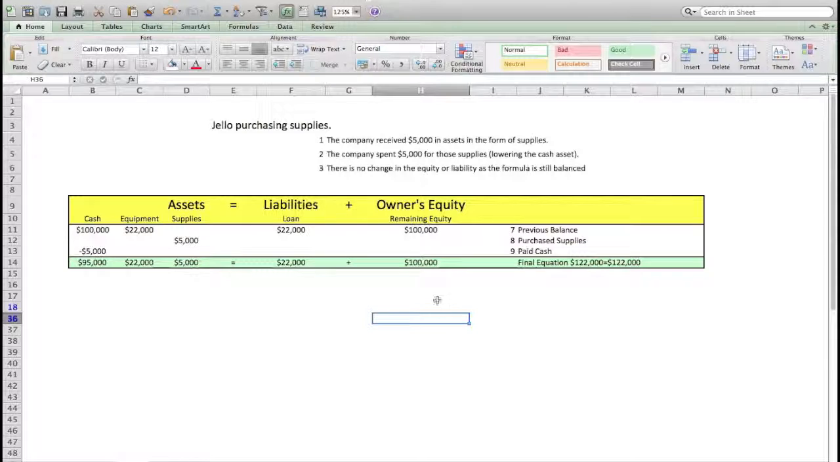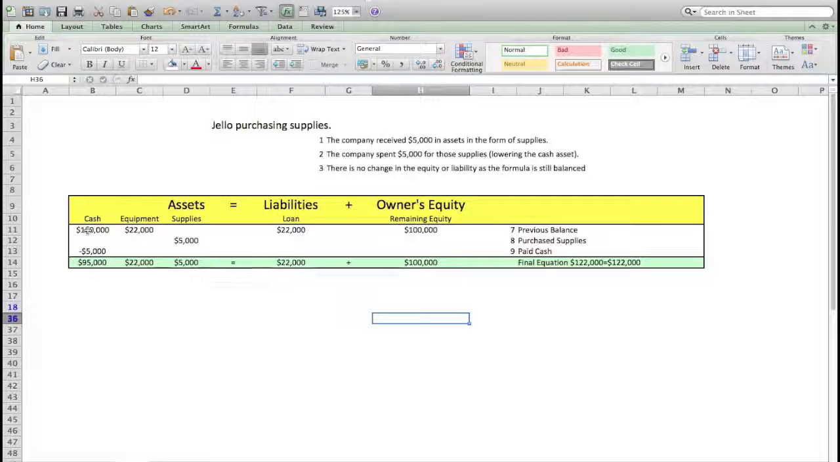So to analyze this transaction, you'd first determine the asset. One, the company received $5,000 in assets in the form of supplies. Two, the company spent $5,000 for those supplies, lowering the cash asset. And three, there's no change in equity or liability as the formula is still balanced. Let's look down here.